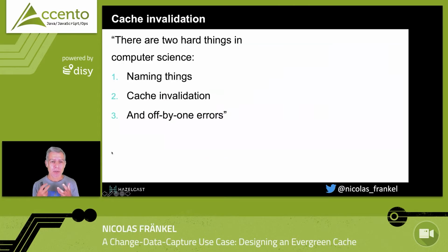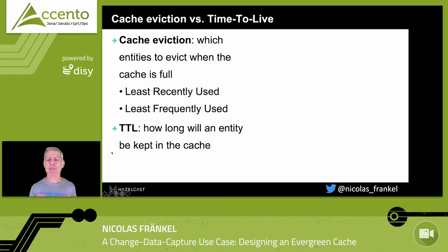And you might have come upon this quote that there are two hard things in computer science: naming things, cache invalidation, and of course off-by-one errors. One of the ways to keep the cache in sync is cache invalidation. And I need to define some semantics. You might also have heard about cache eviction. On one side you have cache eviction, and on the other side you've got cache invalidation. Those are two different things. In the end, you will remove items from the cache, but for two different reasons.